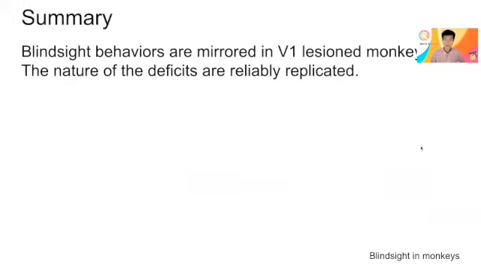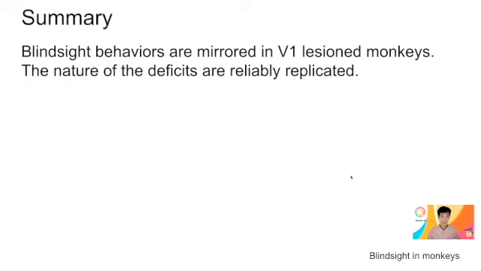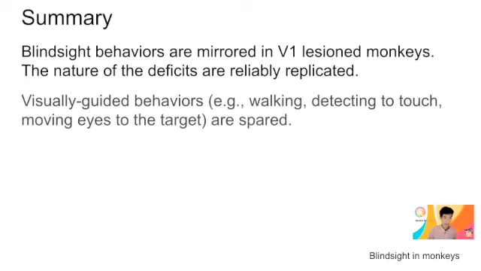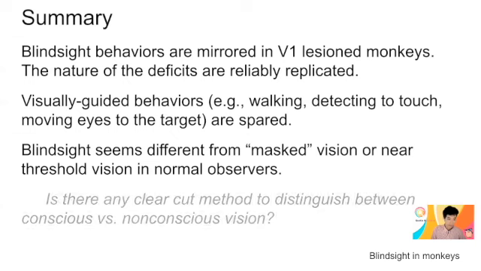So in sum, the blindsight behaviors are mirrored and reproduced in the V1 lesion monkeys. The nature of the deficits is reliably replicated. Visually guided behaviors, for example walking, reaching to touch, and moving the eyes to the target, are spared and retained. And blindsight seems different from masked vision or near-threshold vision in normal observers. This is indicated by the precision of the eye movements.